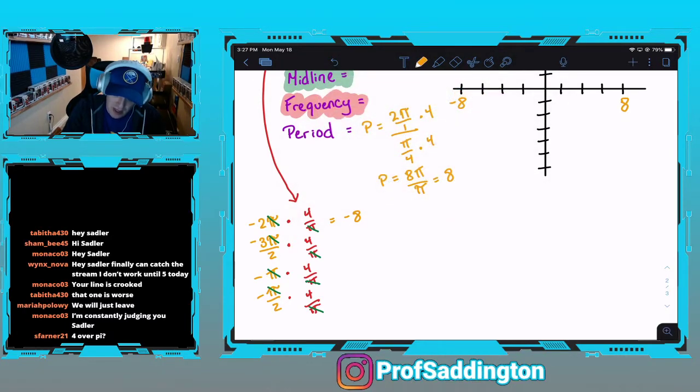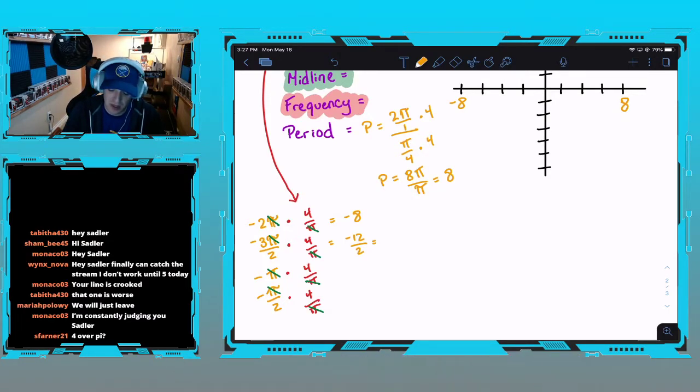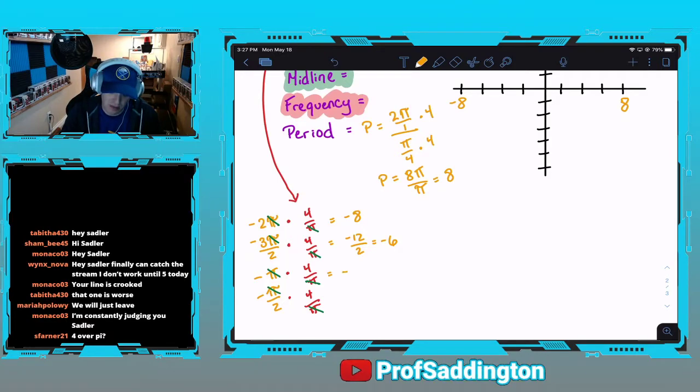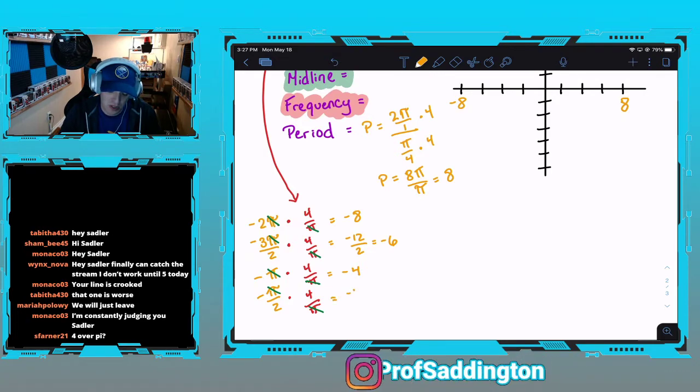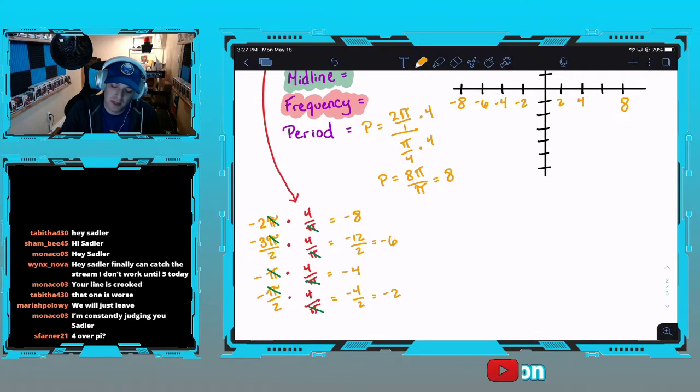So now we got to go to the next one. I'll have -12 over 2. But if you guys cross-reduced, you should notice that's really going to be at -6. The next one is going to be -1 times 4, which is just -4. And then the last one is going to be -4 over 2, which again is just going to reduce down to -2. So in this case, we went from -8, it looks like we're counting by 2's, -2, and then it's going to go back up to +8.